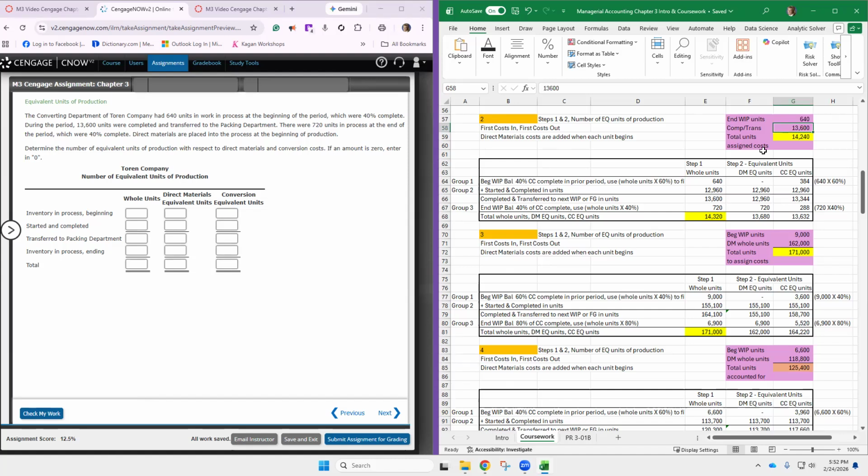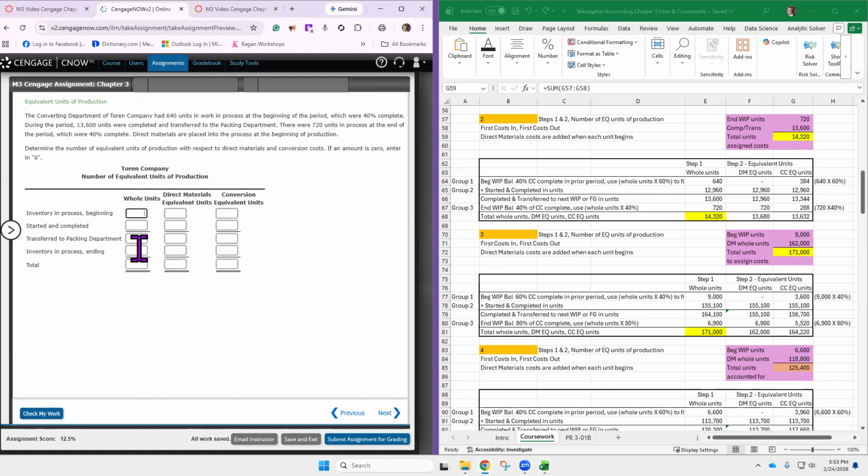Okay. We want ending inventory. There are 720. There we go. 720 units in ending inventory. There are 13,600 units that were completed and transferred out. So in total, we have 14,320 to account for, okay? To account for. So we're going to start with the beginning inventory.